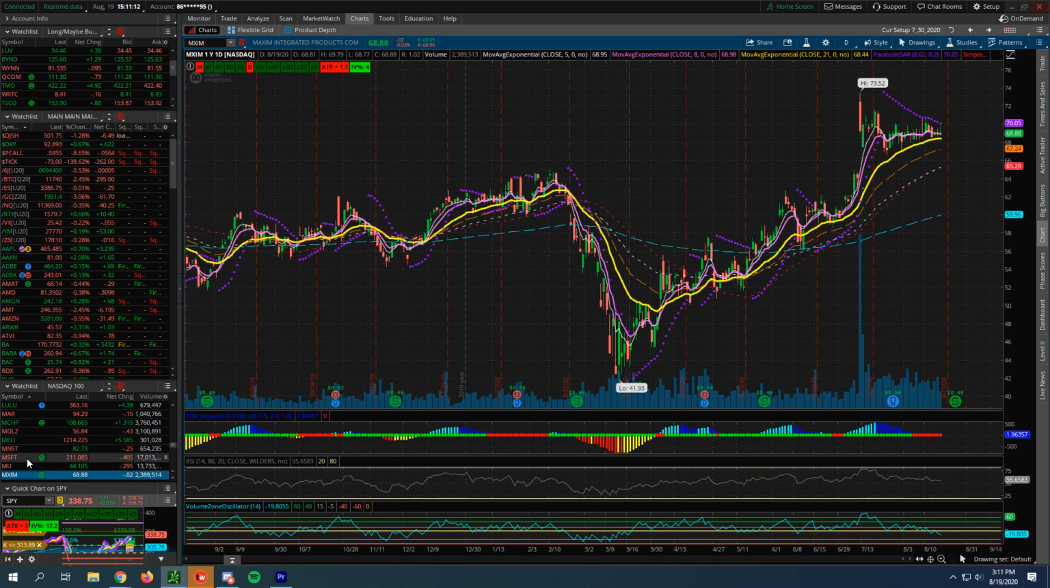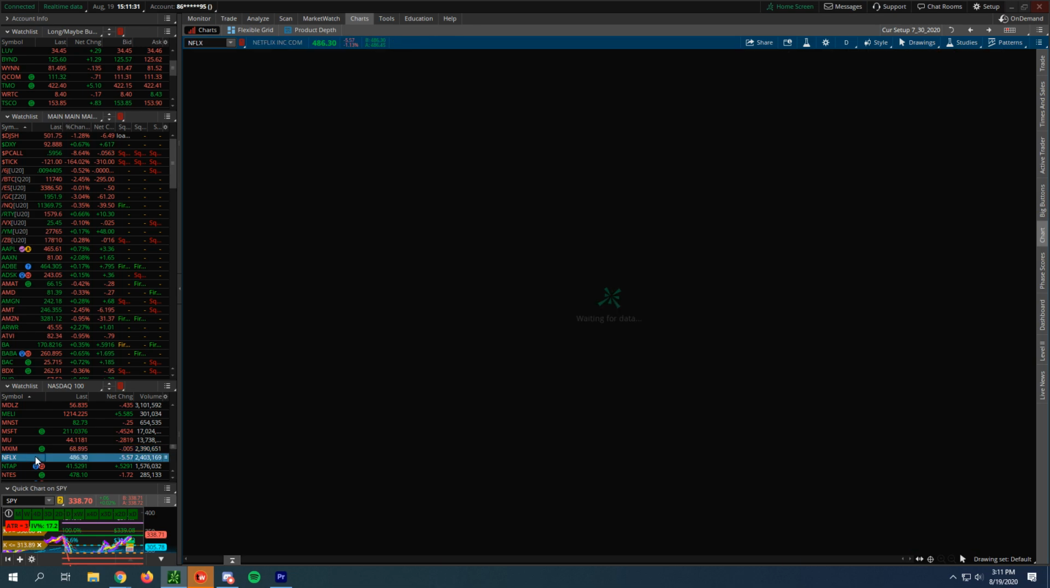We have MXIM. Nice little steady Eddy here. Movement higher on some news. Potentially just trading sideways here, waiting for the moving averages to catch up, looking for some potential consolidation here. Want to start seeing it above the $70 price target. To the downside, we're looking for support around 67.